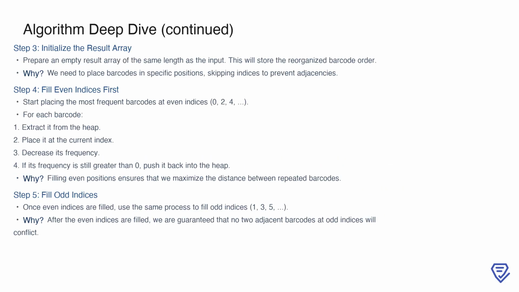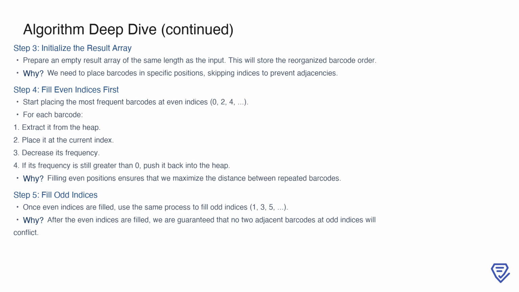The next step is to initialize an empty result array that matches the length of the input barcodes. This array will store the reorganized barcode order. The reason for this is that we need to place barcodes at specific positions, skipping indices when necessary to avoid placing duplicates next to each other.